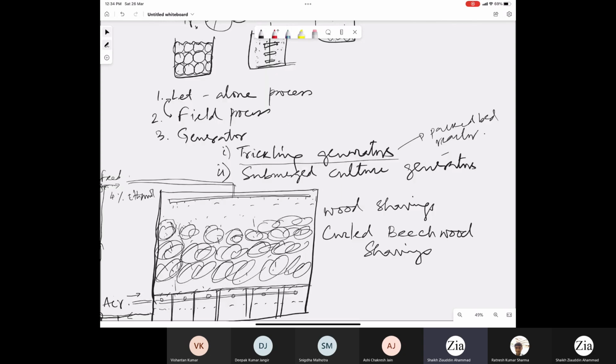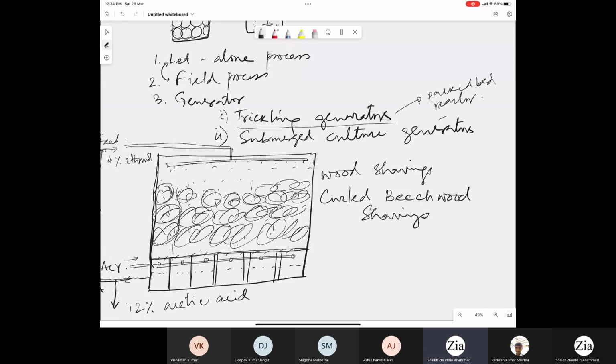So when you talk about production rate, obviously this trickling generator will have a little bit lower production rate compared to your submerged generator. And here, this bacteria is quite sensitive to temperature. So if the temperature goes beyond 38 degrees or 40 degrees, bacteria will not be able to survive. In this large trickling generator, it is not very easy to maintain good temperature distribution, and the temperature distribution is mostly controlled by the air temperature.